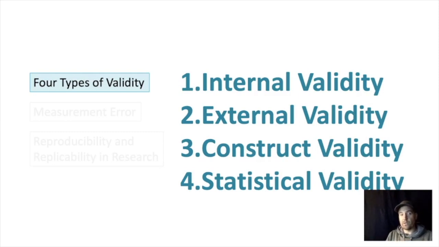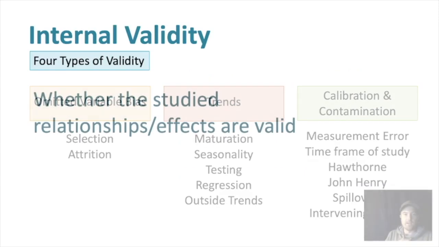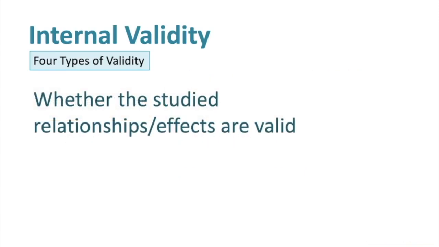So the first topic, the 4 types of validity, those include internal validity, external validity, construct validity, and statistical validity. All of these are going to matter for this class. I know this is a statistical course, but even the construct, external, and internal are going to be important here as well. So as a reminder, internal validity is whether the studied relationships or effects are valid. It's about, is the experiment or the study valid? It's an internal aspect to the study itself.